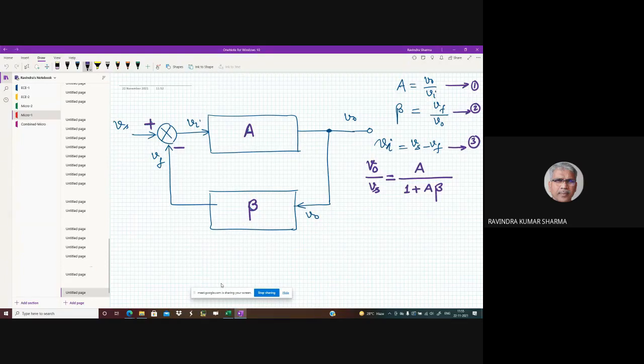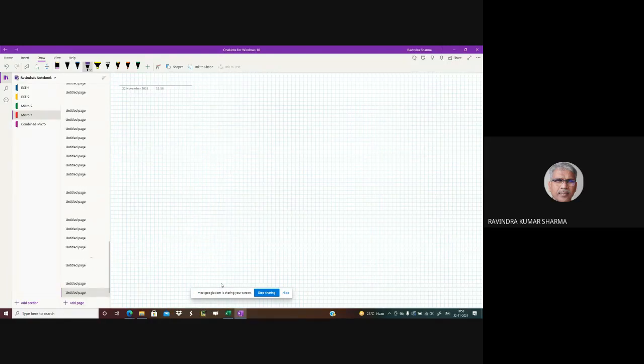And the gain of the amplifier with feedback, we will denote as A suffix F. Right? So A suffix F is A by 1 plus A beta, where A is the gain of the amplifier without feedback, beta is the feedback ratio. So gain with feedback AF will be equal to A by 1 plus A beta. Is that okay? Now let me discuss with you a few more things.